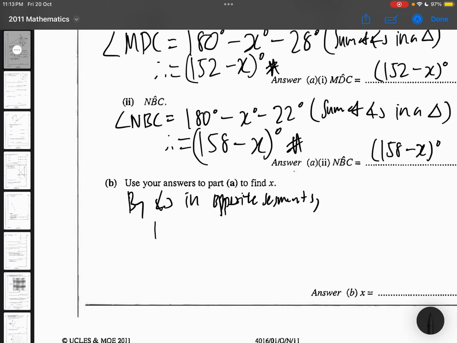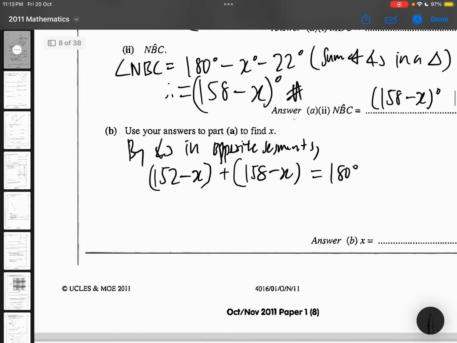I have 152 minus x plus 158 minus x, which is 180 degrees. This is the sum of angles in opposite segments, which is 180 degrees. So it'll look something like this.